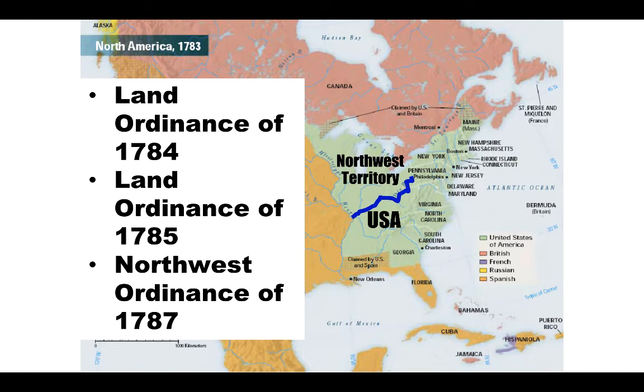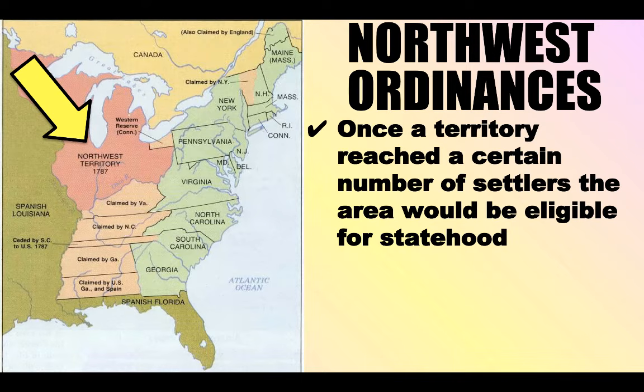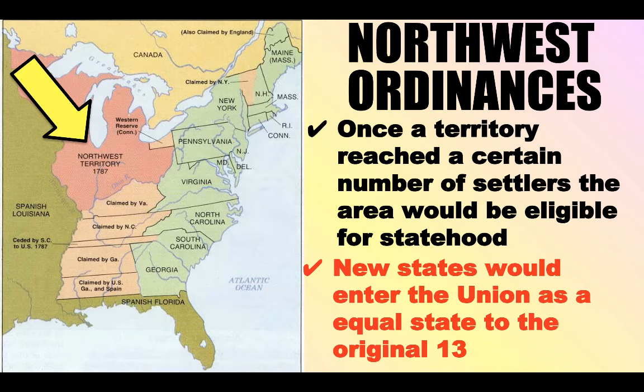When I talk about the Northwest Ordinances, please note there are a bunch of different laws passed, but the importance of it can be summed up as follows. One thing done under the Northwest Ordinances was the admission process for new states was established. Once a territory reached a certain number of settlers, the area would be eligible for statehood. The state would enter the Union as an equal state to the original 13.